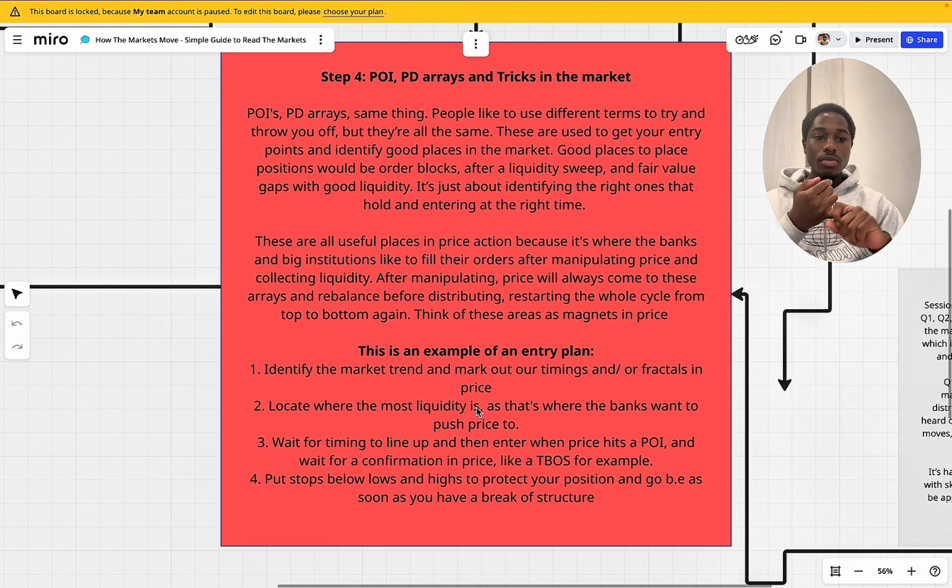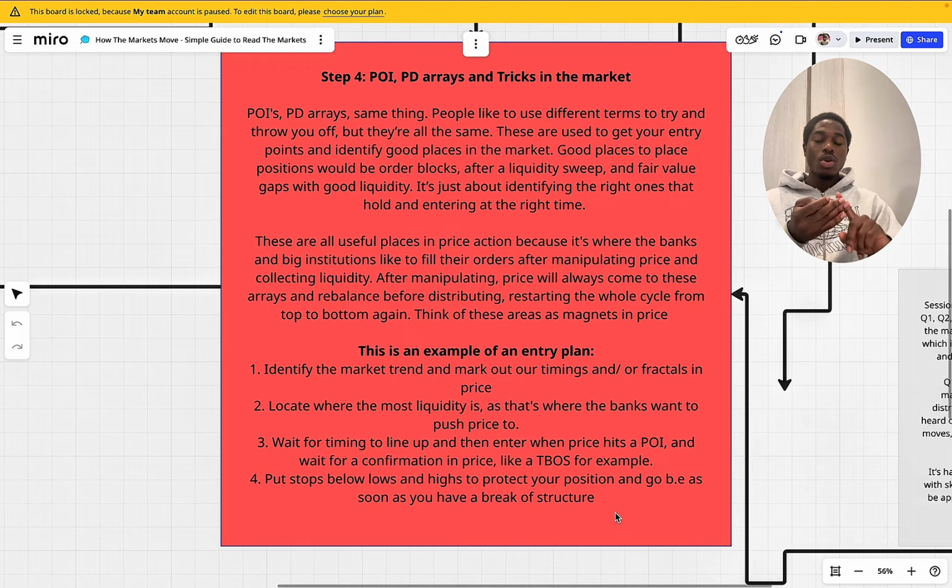Now, locate where the most liquidity is, and that's where the banks want to push price to. So identify the order blocks, identify the fair value gaps, the break blocks, whatever. Locate where the most liquidity is and look to take a position from there. Now, wait for timing to line up and enter when price hits a POI, and wait for a confirmation of price such as a TPOS.